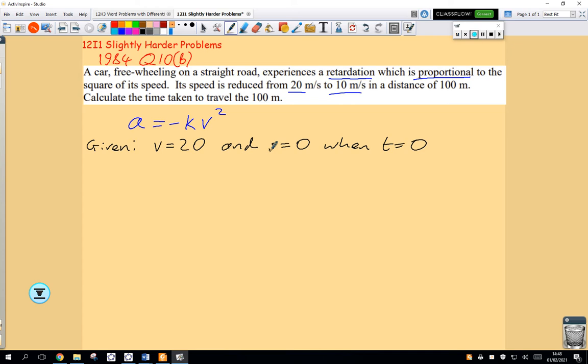The other thing it tells me is that v is equal to 10 when s is equal to 100. When it's traveled a distance of 100 meters, when there's been a 100 meter change in position. What are we asked to find? We're asked to find the time taken to travel the 100 meters. So find t when s is equal to 100. And of course we know that when s is equal to 100, v is equal to 10.